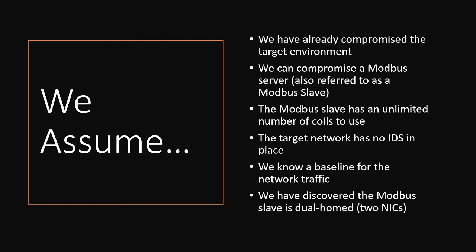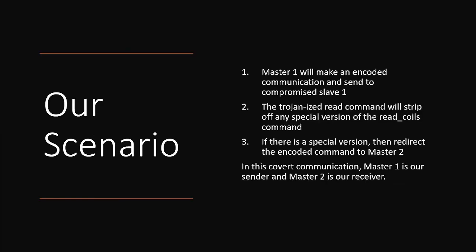The Modbus slave has an unlimited number of coils. These are usually limited by the type of device or what types of things are connected to it, so that limitation is usually a physical limitation. For this case, I'm going to be using all simulated devices, so this is technically unlimited. The target network has no IDS in place, pretty obvious. We know how to baseline the network traffic. I'm just going to hand wave that. We'll explain that later. We have discovered that the Modbus slave is dual homed, so it has 2 network interface cards, and I'll come back to that later as well.